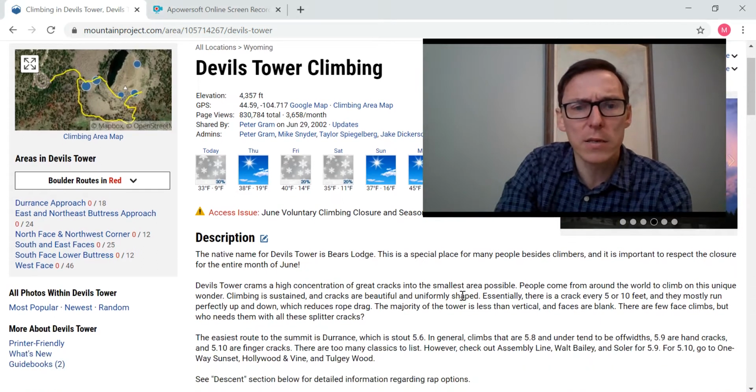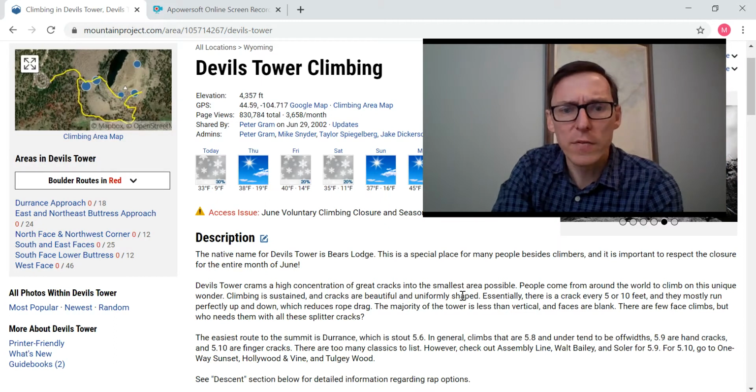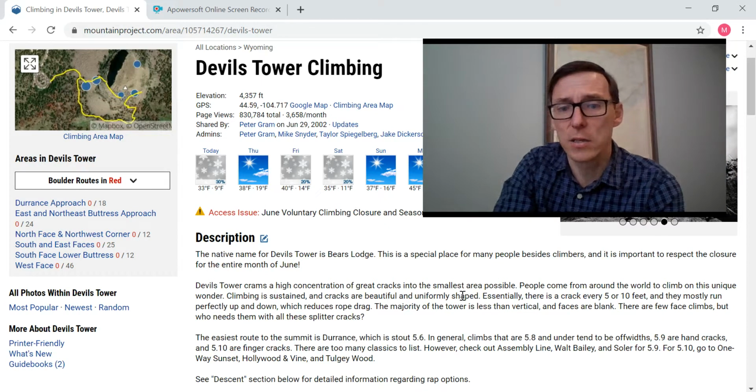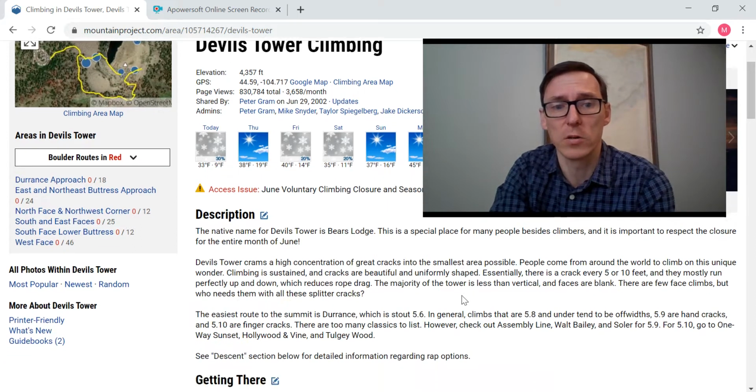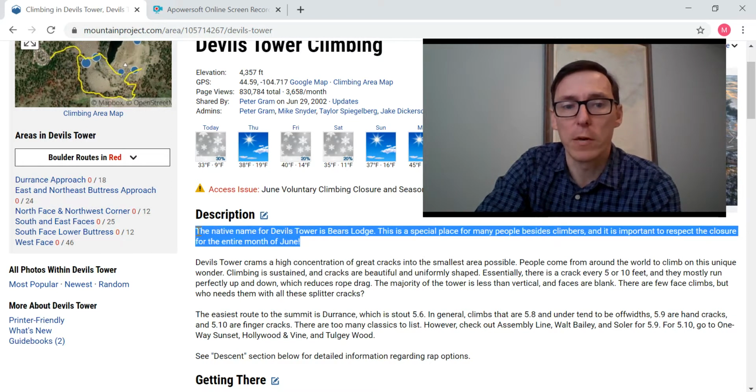And one of the things I notice here is, okay, Devil's Tower climbing. The native name for Devil's Tower is Bear's Lodge. This is a special place for many people besides climbers, and it is important to respect the closure for the entire month of June! Exclamation point. Interesting. Maybe that's a quote that I want to appear in my essay.